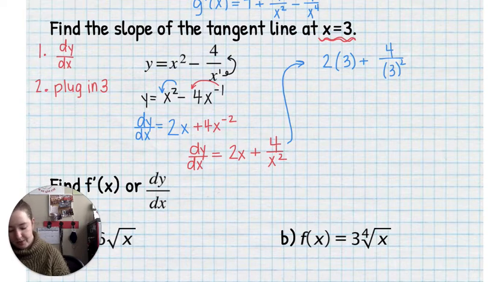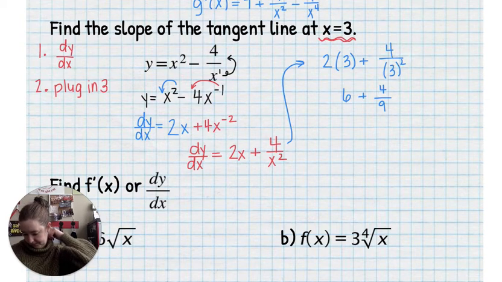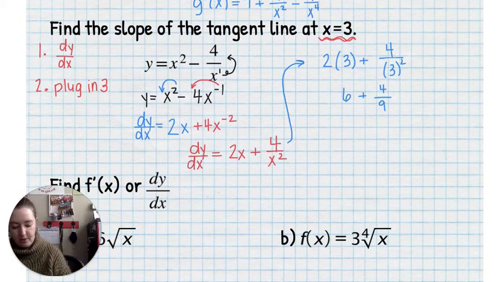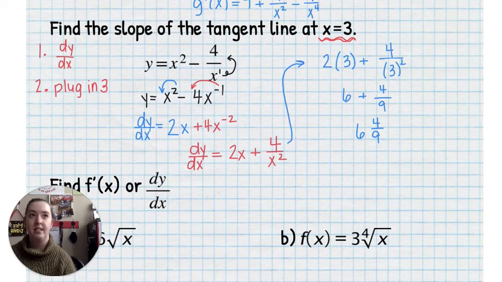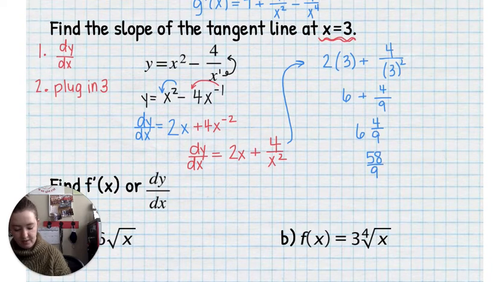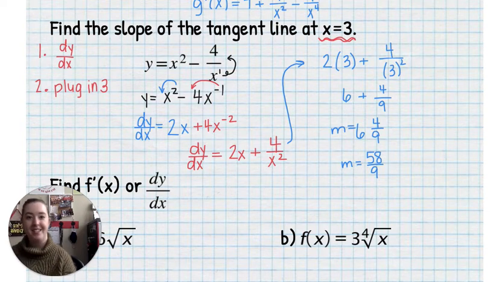So 2 times 3 is 6 plus 4 over 3 squared, which is 9. All right, so we would get 6 and 4/9, or let's see, that would be 54 and 4, I'm sorry, 54 and 4 gives me 58/9 for the slope of the tangent line. Either one of those answers.